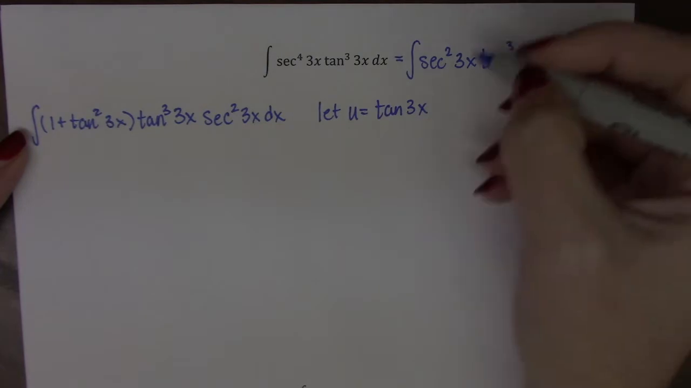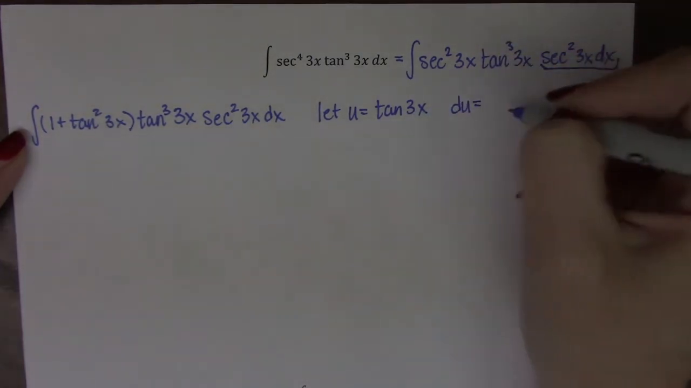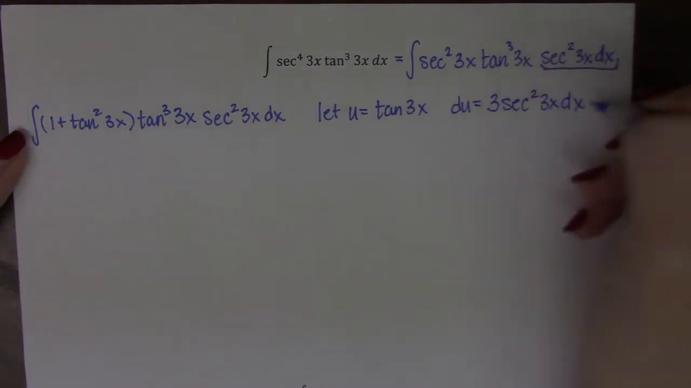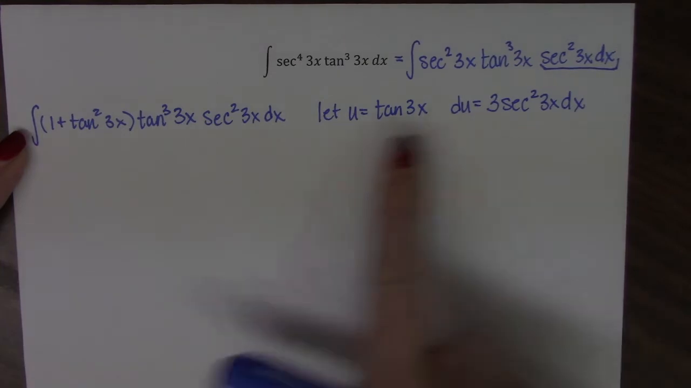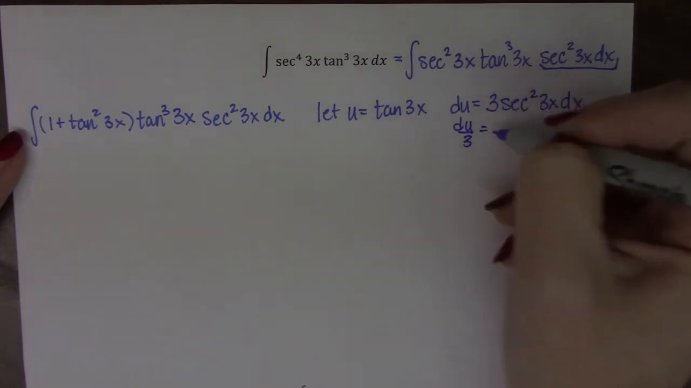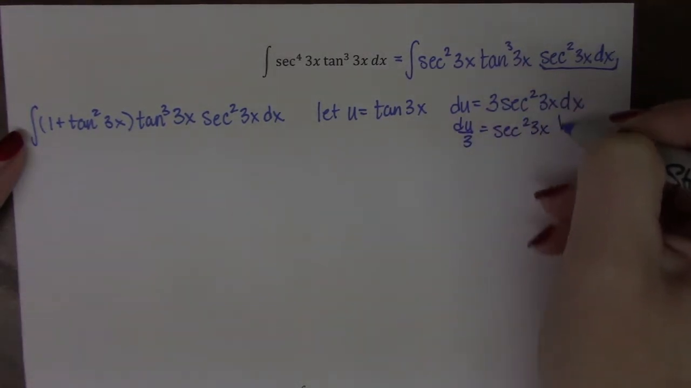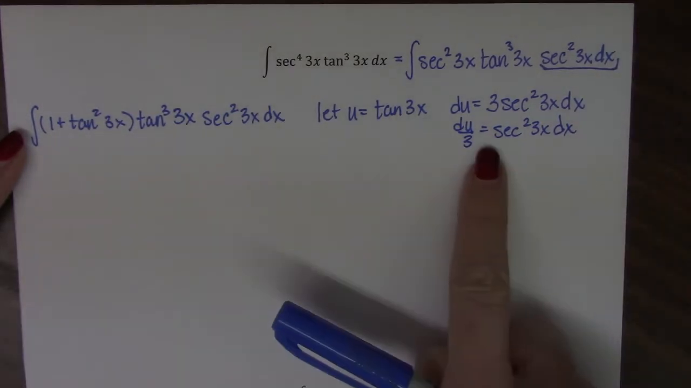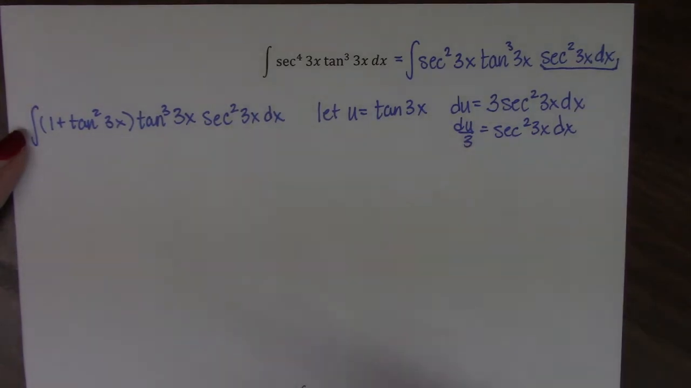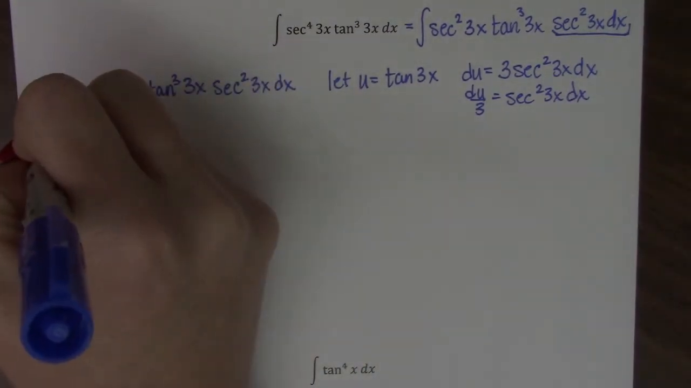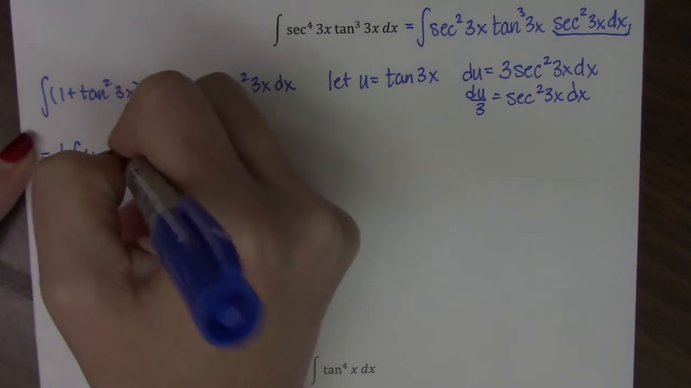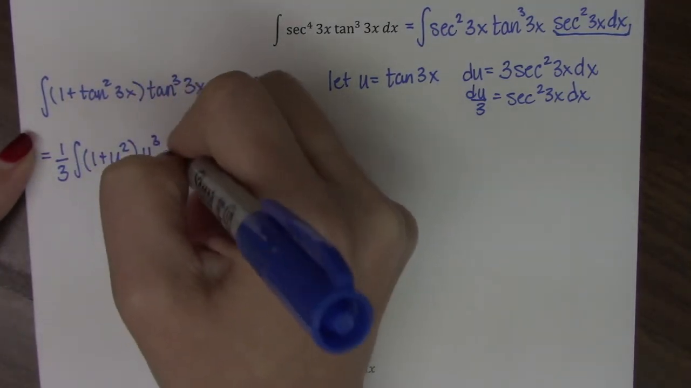but this is where the 3 is going to come into play. When I take my du, I have to do the chain rule, and so I'm actually going to have 3 secant squared 3x dx. So notice in here that I don't really have that extra 3. So by simply dividing both sides of this equation by 3, when I translate this into variable u, I'm going to replace secant squared 3x dx with du over 3. So I'm going to pull the 1/3 out front, and I've got the integral of 1 plus u squared times u cubed du.